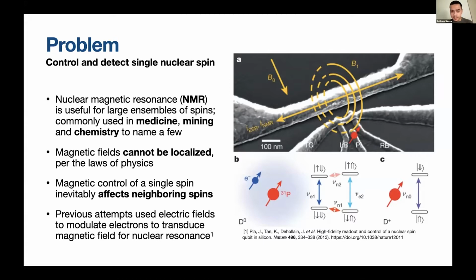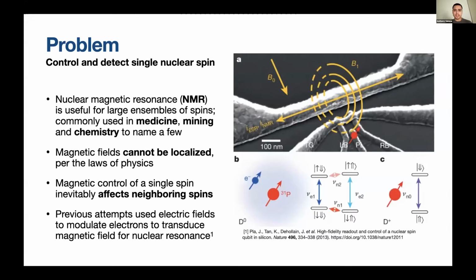As you can see in this picture A over here, you have this oscillating magnetic field B1, and the field naturally is just going to encircle the antenna, the magnetic antenna, and any spin in the vicinity of that magnetic field would be inevitably affected by the field itself and would orient it and affect its coherence.